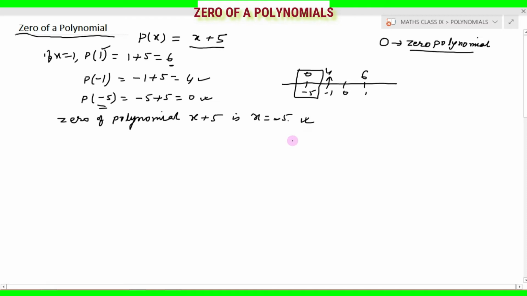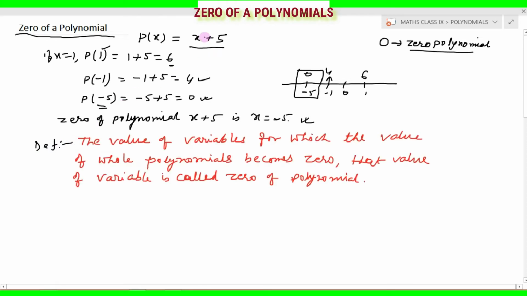So, got it? It's very easy to understand. If we put a value of the variable so that the whole value of the polynomial becomes 0, then that value of x is known as the zero of the polynomial. I hope you understood. So what definition do we write here? The definition is: the value of the variable for which the value of the whole polynomial becomes 0 is called the zero of the polynomial.